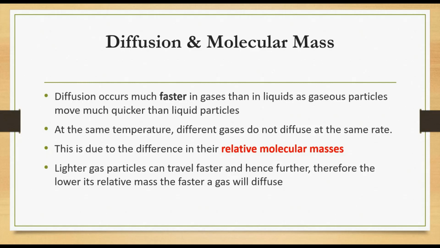At the same temperature, different gases do not diffuse at the same rate. This is due to the difference in their relative molecular masses. Lighter gas particles can travel faster and hence further. Therefore, the lower its relative mass, the faster a gas will diffuse.